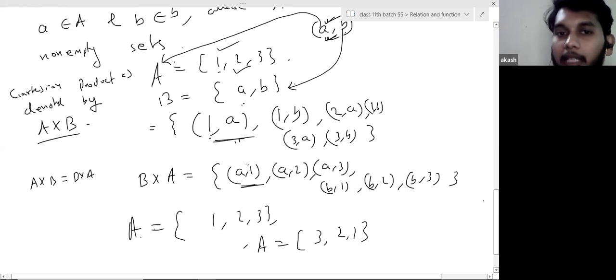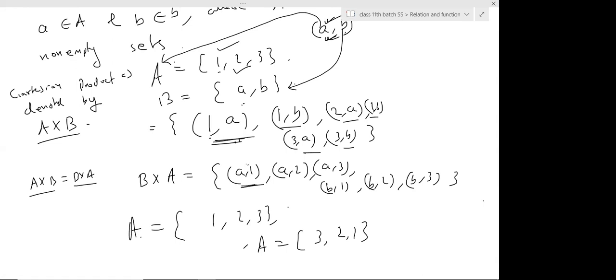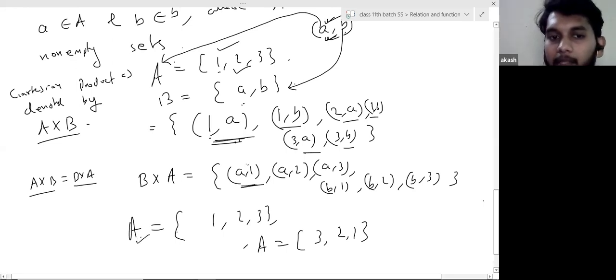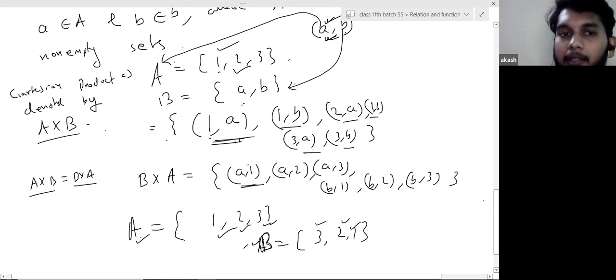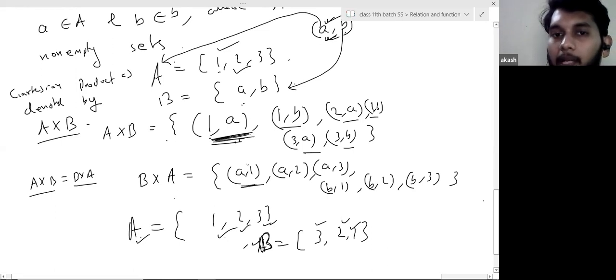This is clear. But in here, if I say A cross B and B cross A are equal, then all the elements must be equal, right, Fahad? Yes. If two sets are equal, then the elements must be equal. Here, if you compare this set and this set, 1 is there, 1 is there, 2 is there, 2 is there, 3 is there, 3 is there. Then we can say A equals B. But in here, this is A cross B and this is B cross A. What is the first element here? (1, a), right? This is an ordered pair. So do you have (1, a) in B cross A?